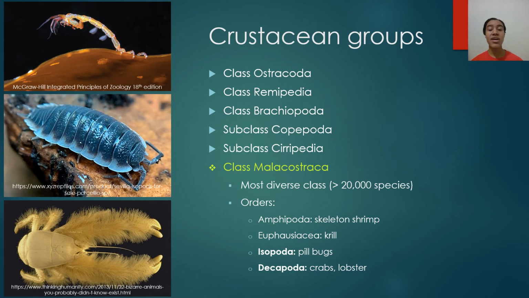Finally, we have the most diverse group of crustaceans, class Malacostraca. And there are a lot of different organisms that belong within this class, including skeleton shrimp, pill bugs, krill, true shrimp, lobsters, crabs, you name it, it's a lot of crustaceans that fall under this class. But we're just going to talk about two particular orders. We're going to talk about Isopoda and Decapoda.